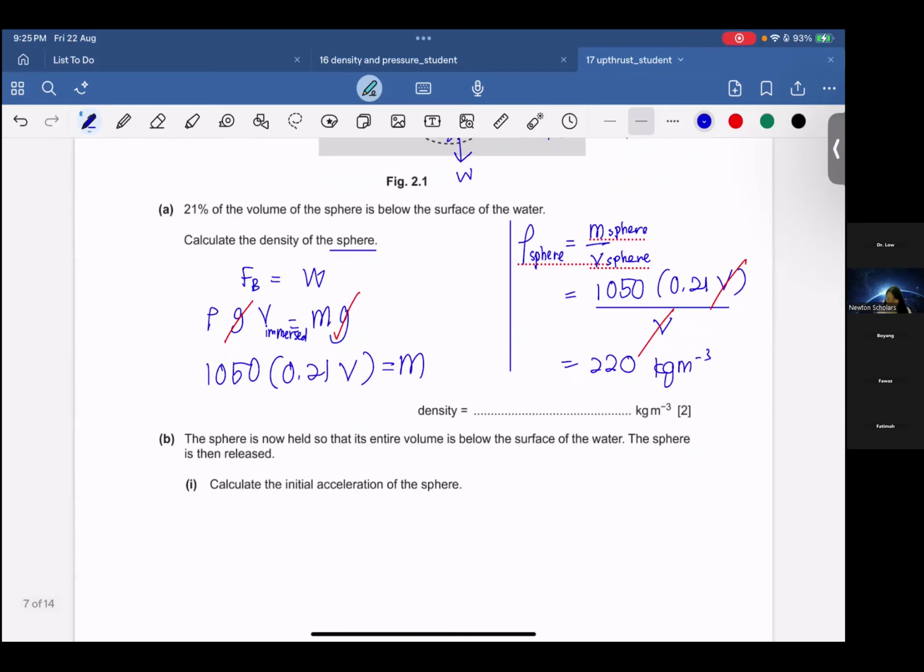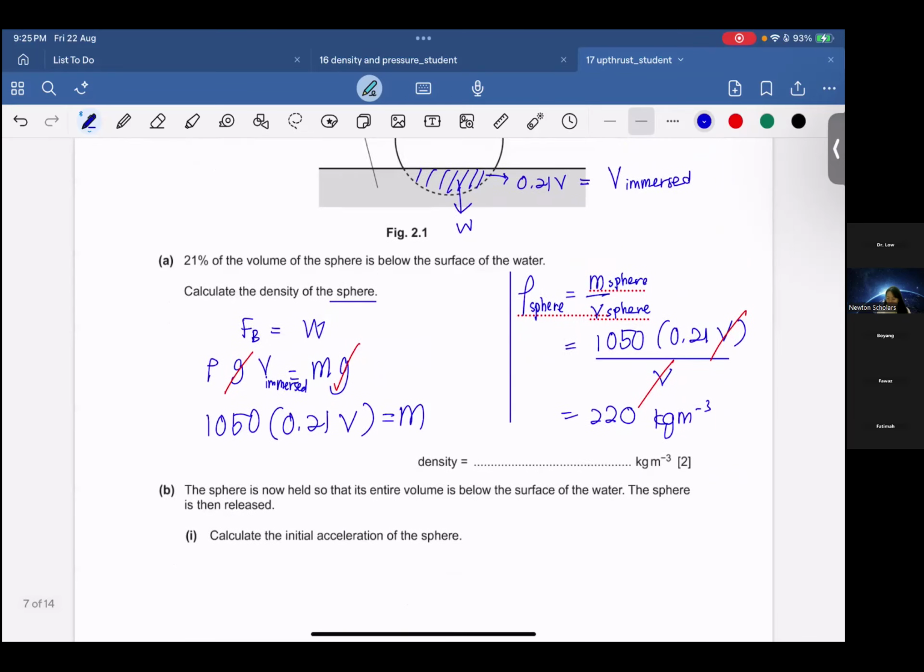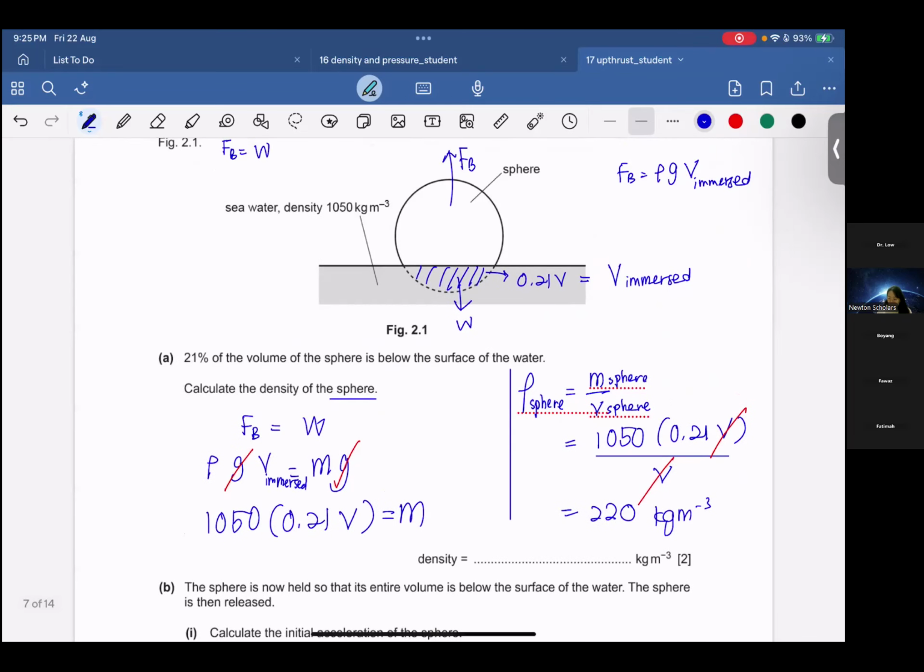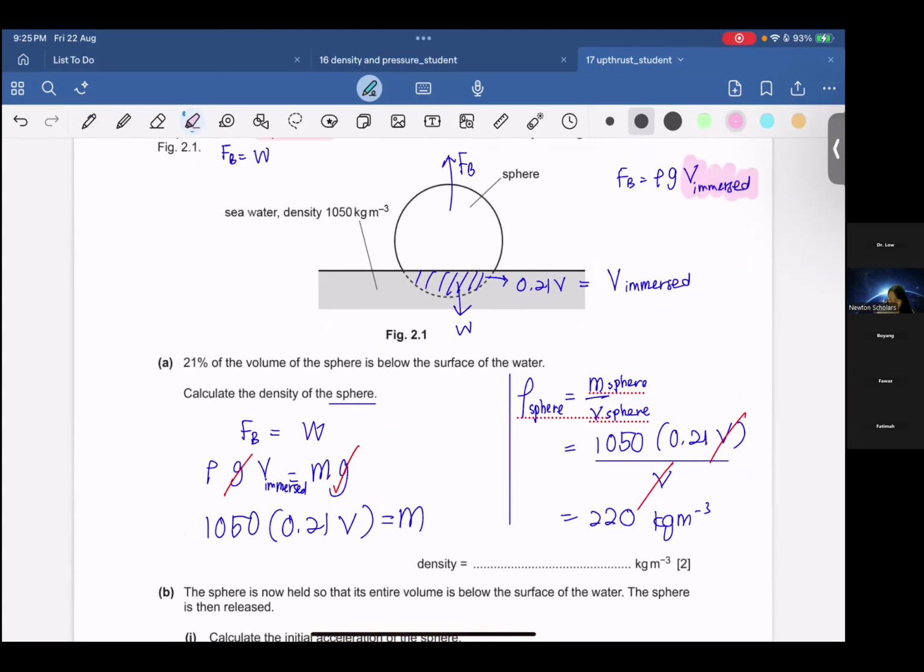Okay, so here. Any question? Here I want to emphasize that in rho GV, this part V should be the part that is immersed. Okay, the volume that the object immerses.